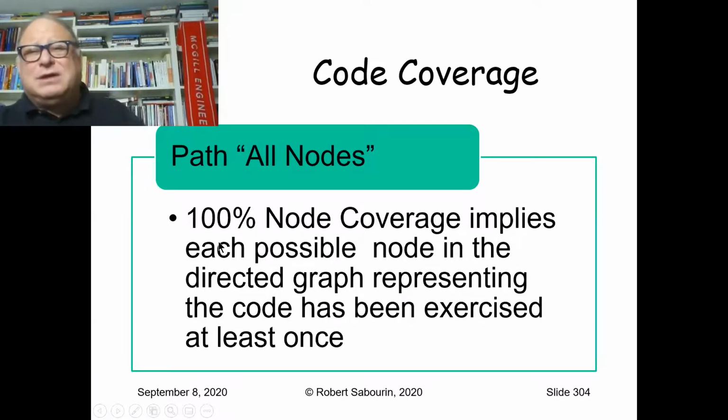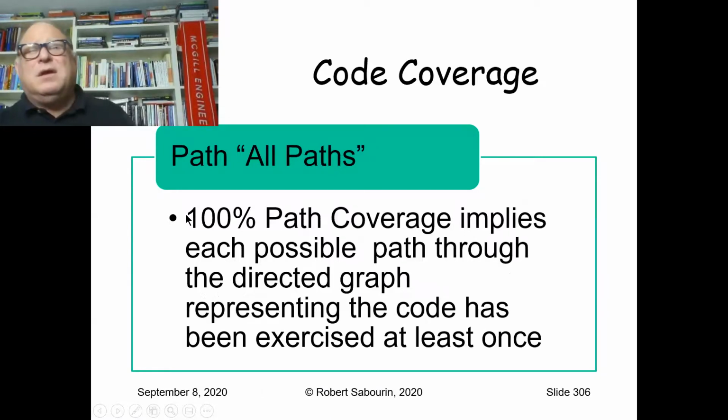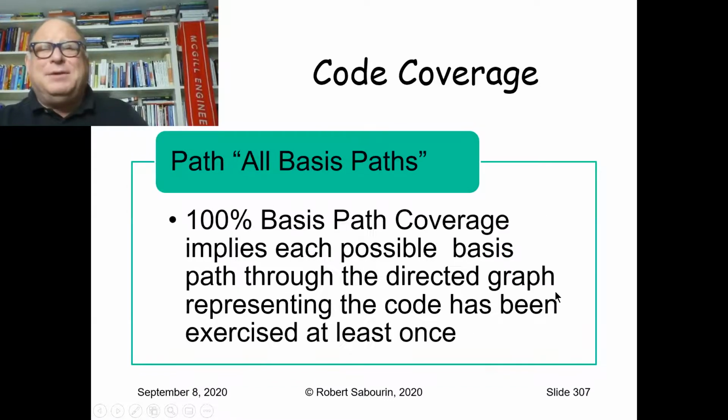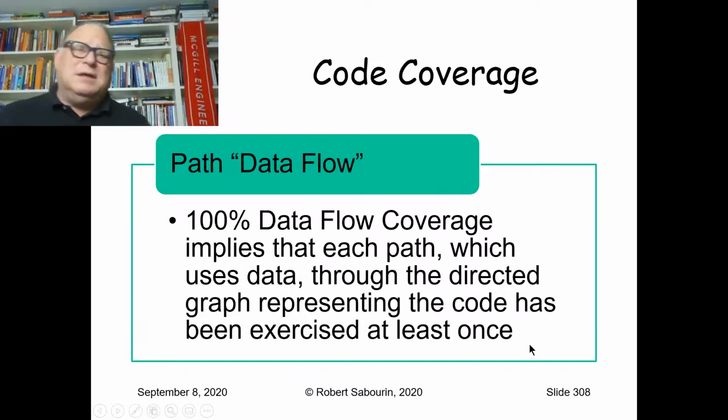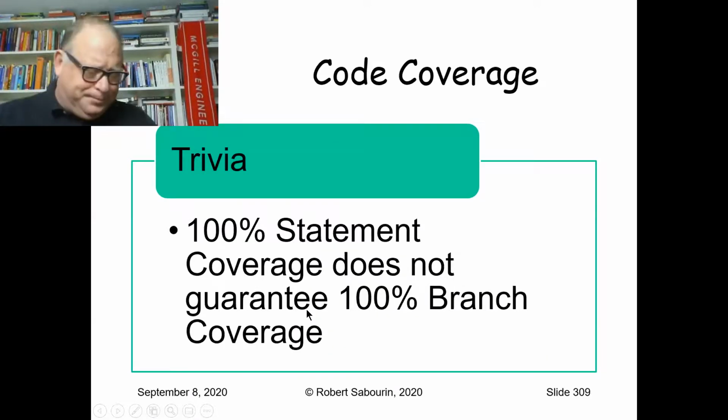All nodes: 100% node coverage implies each node has been exercised at least once. 100% edge coverage implies that each possible edge is exercised at least once. This relates to branch coverage. 100% path coverage implies that each possible path through the code has been exercised at least once. This may be impossible. 100% basis path coverage implies each possible basis path through the directed graph has been exercised at least once. Then we have possibly data flow coverage. 100% data flow coverage would mean that each path that data can take through the system has been exercised at least once.